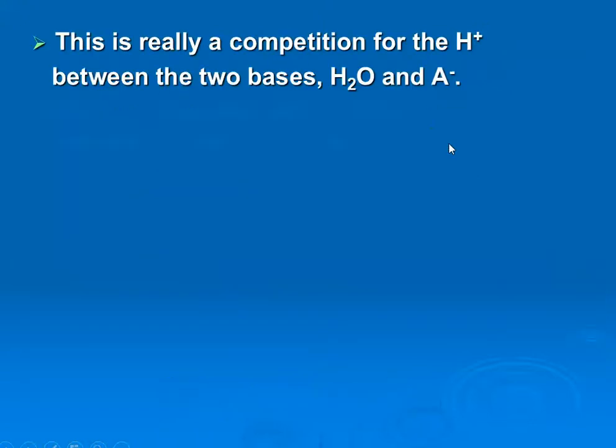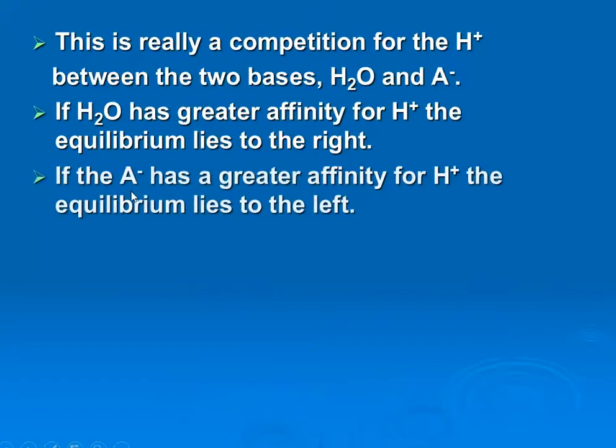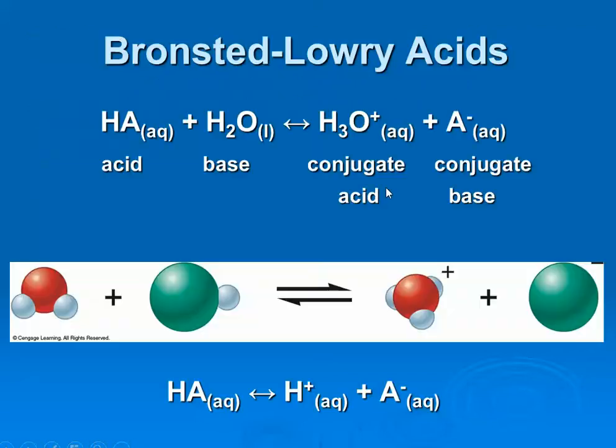Now, if the opposite were true, the A minus has a greater affinity for the hydrogen ion. That means it would rather be attached to the hydrogen ion. Notice what happens. If this A minus really wants to be bonded to that hydrogen ion, then we're going to have more of this HA and more water than hydronium ions and this anion. So we would have more reactants, and our equilibrium position will lie to the left.